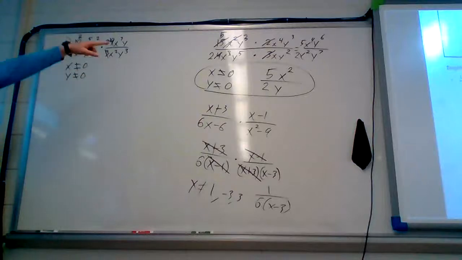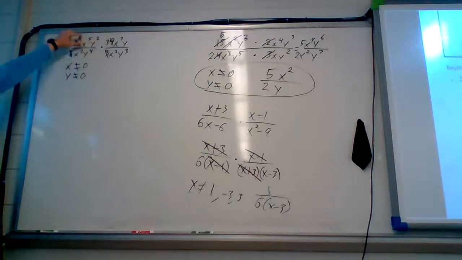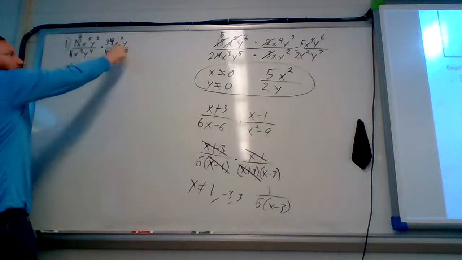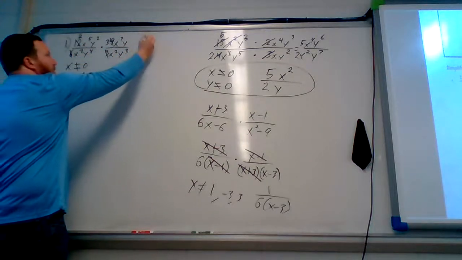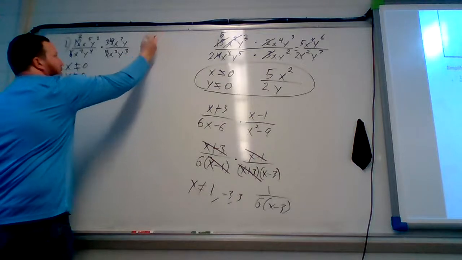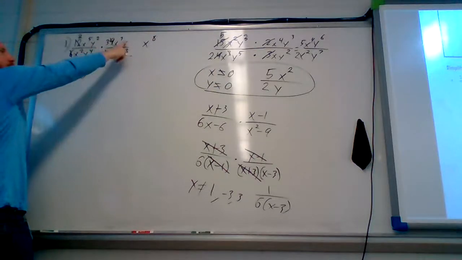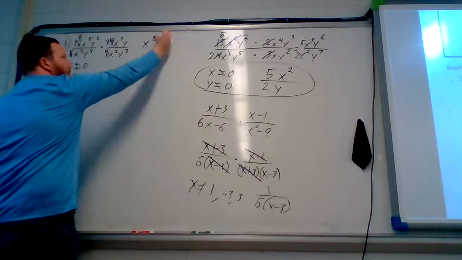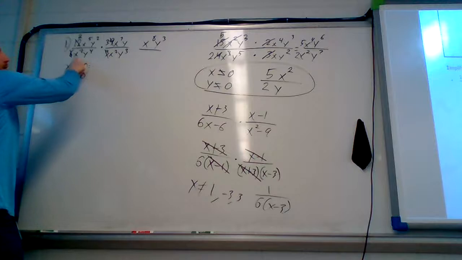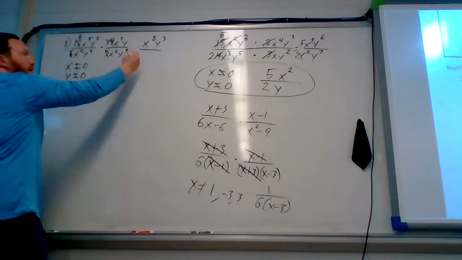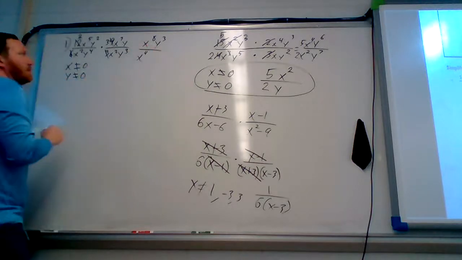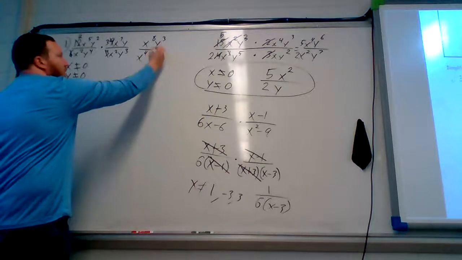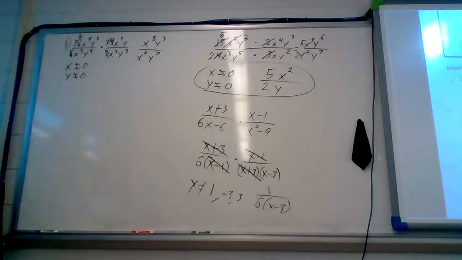And then I'm going to do what I did on that one. I'm going to combine all my x's on the top, in our numerator. So we've got x to the 5th and x cubed. That's going to get us x to the 8th. I've got a y squared and a y. Again, add your exponents. So 2 plus 1 gets us y cubed. In my denominator, x squared and x squared is x to the 4th, and y to the 4th and y to the 3rd is y to the 7th.